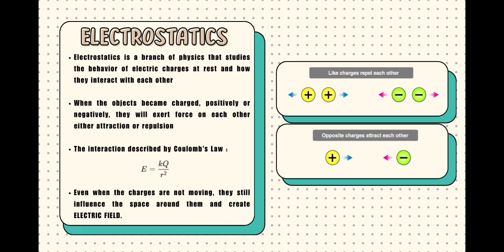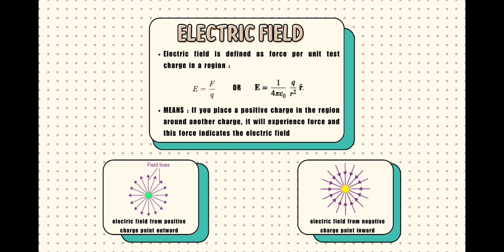And even when the charges are not moving, they still influence the space around them by creating an electric field. Electric field is defined as force per unit test charge. The formula for electric field is E equals F over q, or E equals 1 over 4 pi epsilon naught multiplied by q over r squared. This means if we place a small positive charge in a region near another charge, it will experience a force that tells us the electric field at that point.